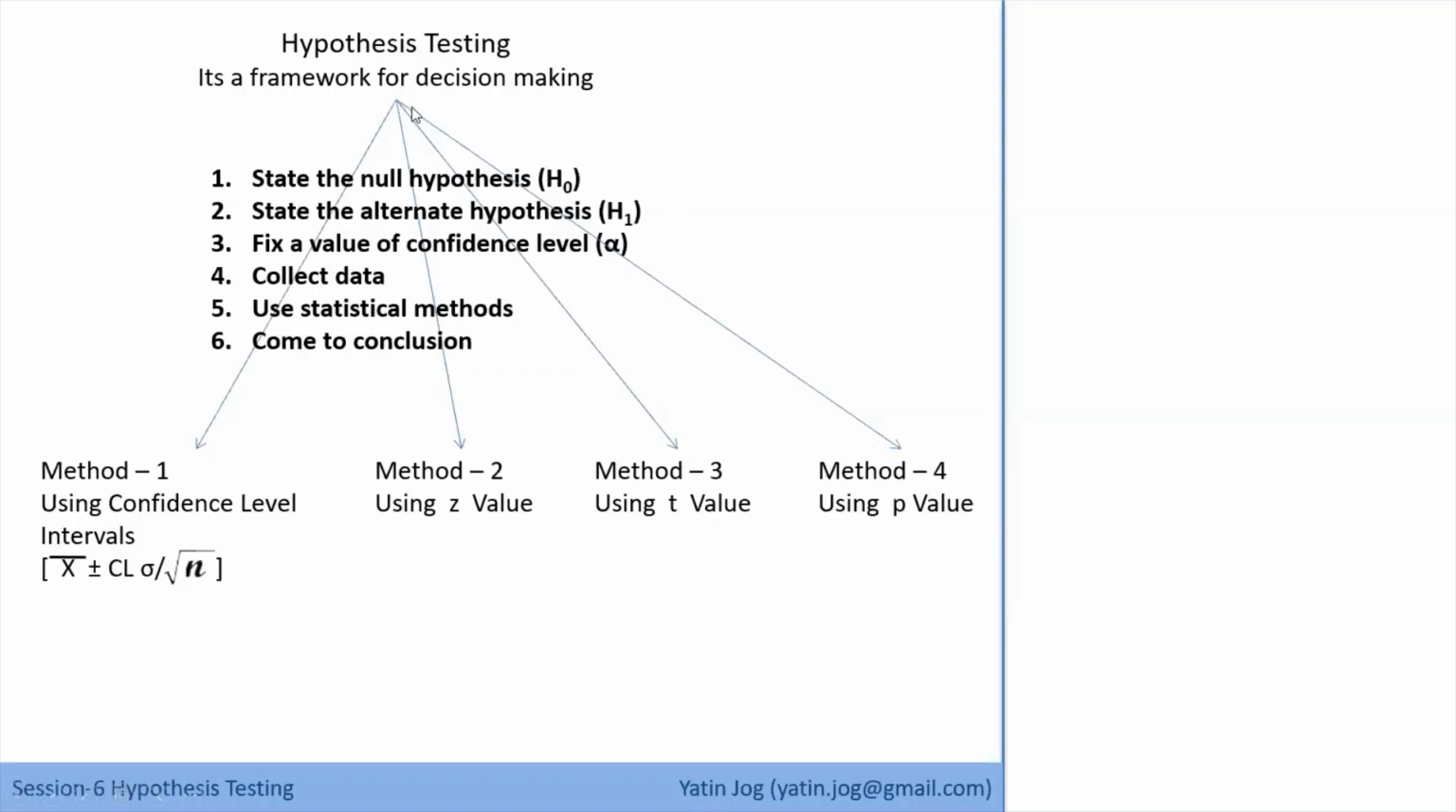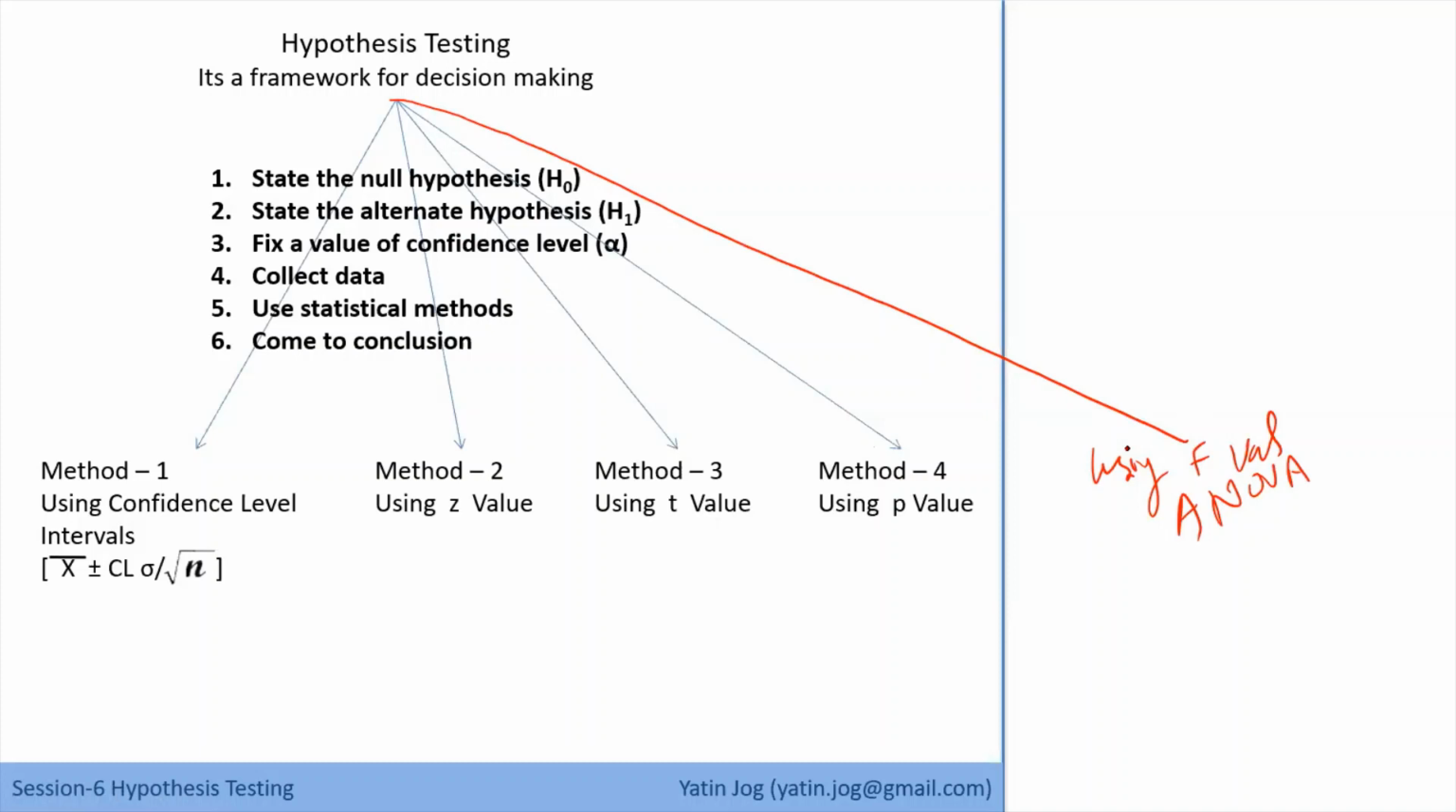And for more than 2 samples, another arrow will come as using F value. For more than 2 samples, we have another method using F value. That is ANOVA analysis, that we'll be doing in tomorrow's session. So these are the typical methods for hypothesis testing.